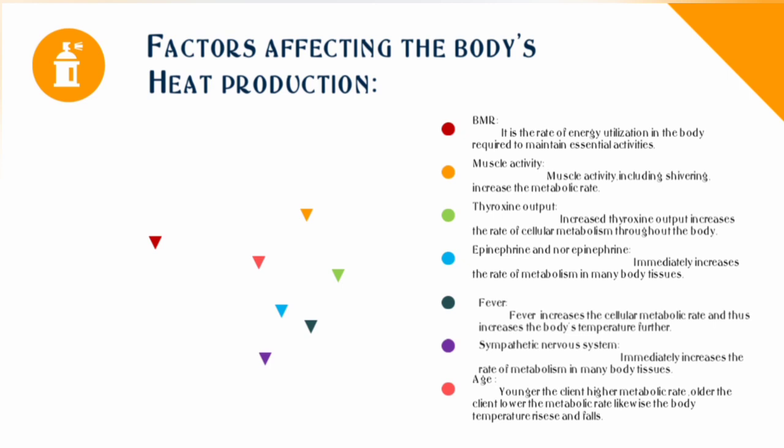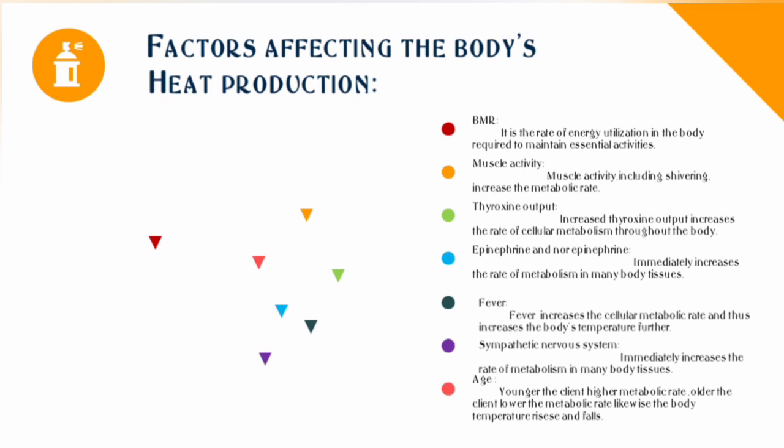Fourth, epinephrine and norepinephrine. Epinephrine and norepinephrine immediately increase the rate of cellular metabolism in many body tissues. It means it is specific for many tissues, and it does not increase the whole body's metabolism. But in any case, it increases the metabolic rate of the body. So, due to the increase in the metabolic rate of the body, the heat production of the body also increases.